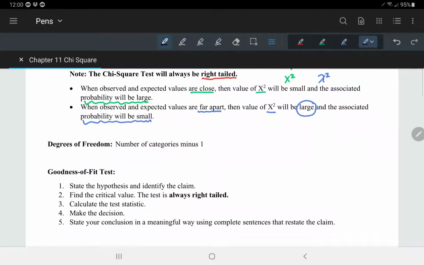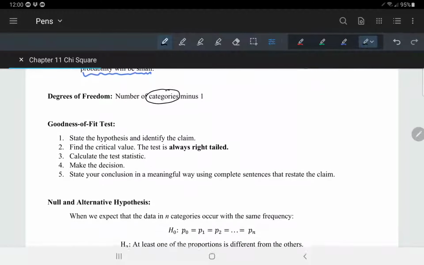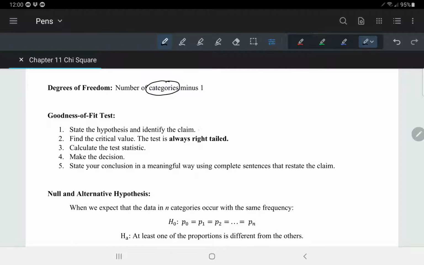There are degrees of freedom associated with the test. It is the number of categories minus 1. But the test works pretty much the same way. We're going to state the hypothesis and identify the claim. You'll have to find the critical value. Remember, the test is always right-tailed. We'll calculate the test statistic. Then we'll have to draw a conclusion, and we'll have to state it in some meaningful way using complete sentences that restate the claim.